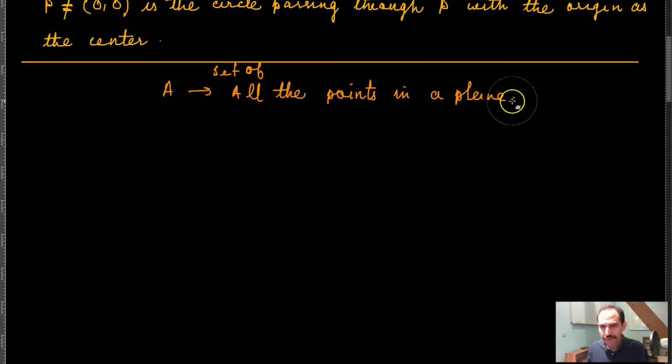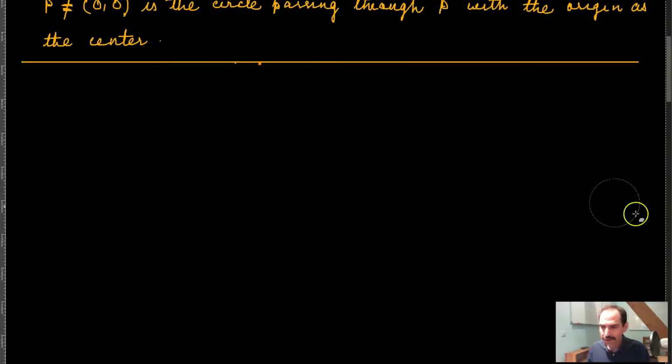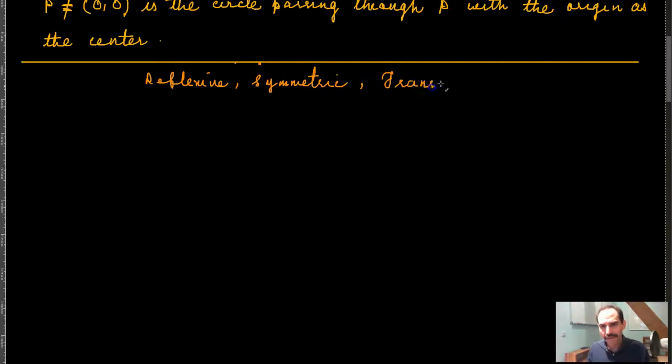Now to show that R is an equivalence relation, you need to show that first of all R is reflexive, and then R is symmetric, and then R is transitive, right? So in order to do that, first let's start with reflexive.